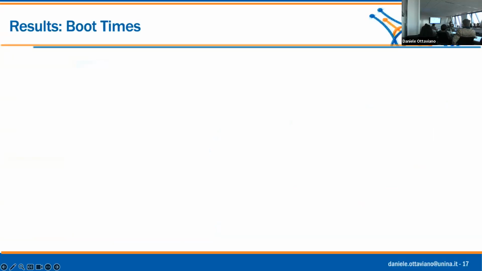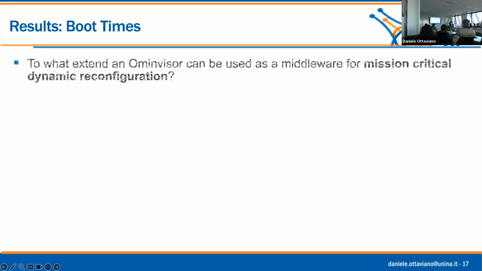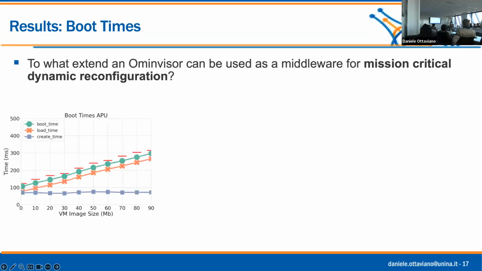As a result, the first thing that I want to show you is the boot times of these virtual machines. Specifically, we wanted to answer the question: if we have a mission critical system and want to do mission critical dynamic reconfiguration, what's the time to do it? If a virtual machine fails, what's the time of rebooting it, so to do the boot of this specific virtual machine, if we do it with traditional, normal Jailhouse, a hypervisor on the application processing unit?